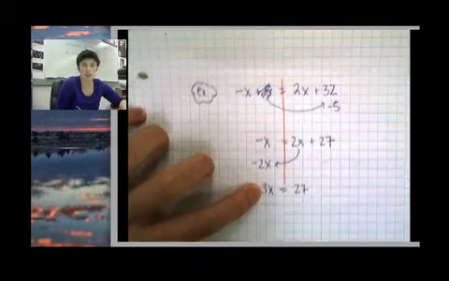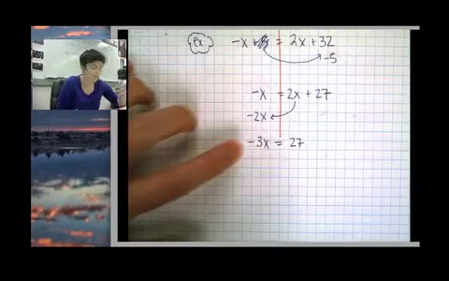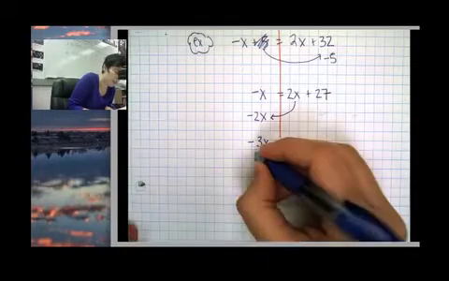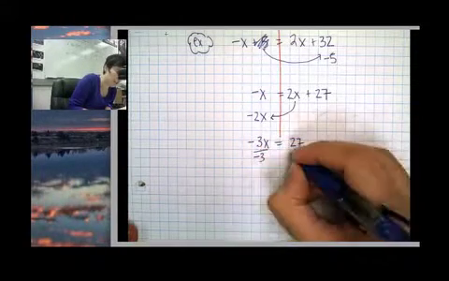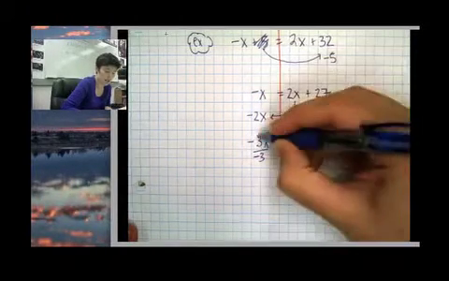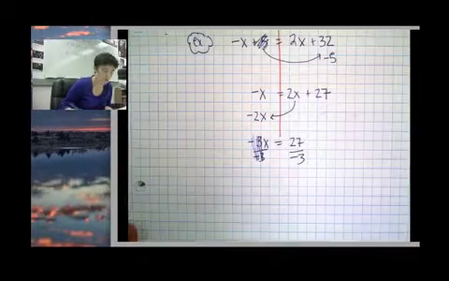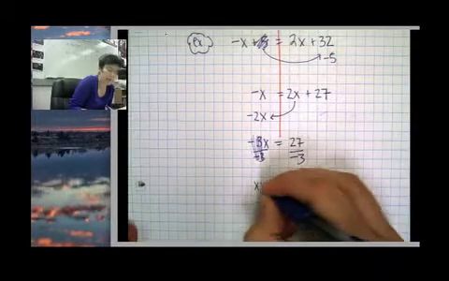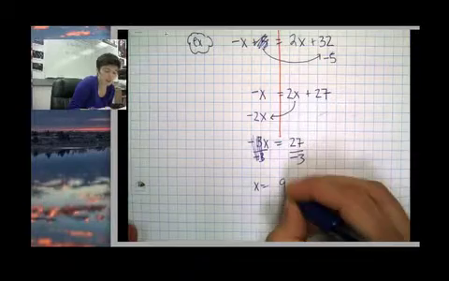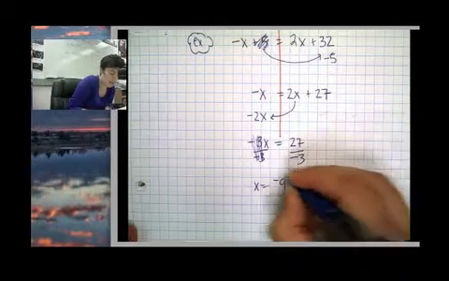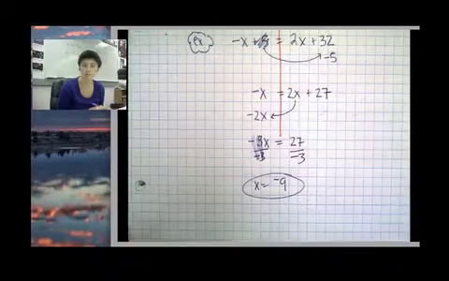So I'd say, okay, our next step is I want to divide by 3. But since it's a negative, I'm going to have to divide by negative 3 on both sides. That gets rid of the 3 and the negative sign at the same time. So I get x equals 27 divided by 3 is 9, and since it's negative, it's going to be a negative 9. And there's my answer.